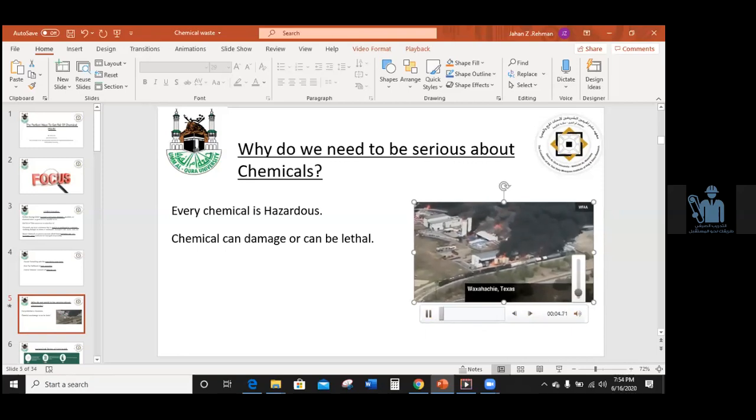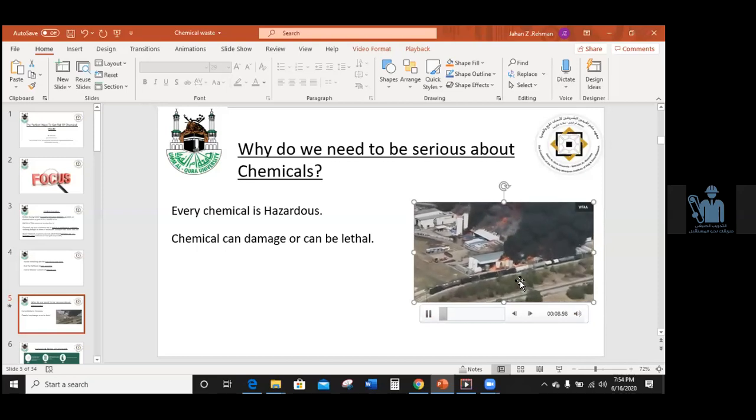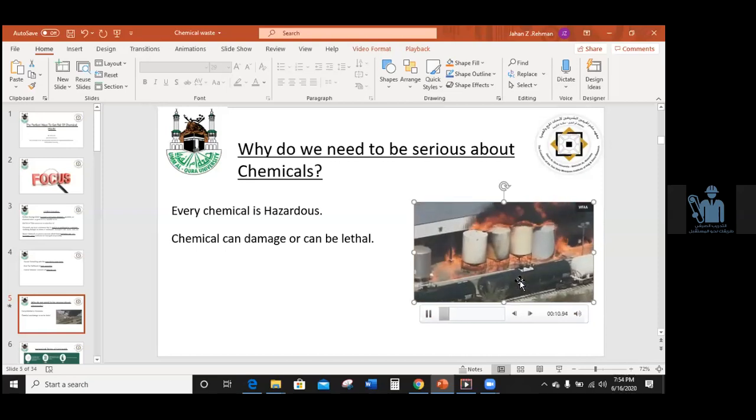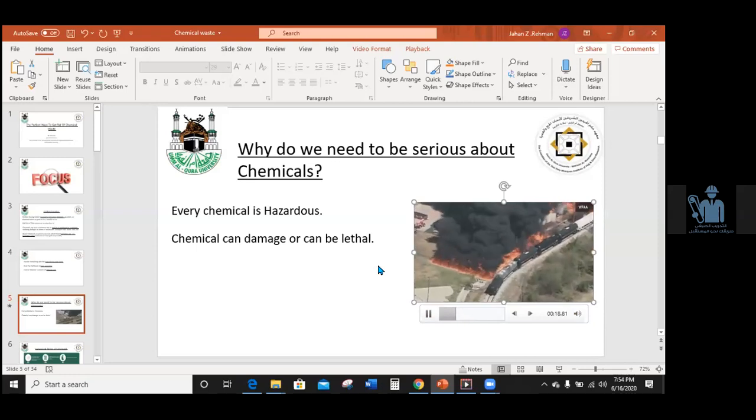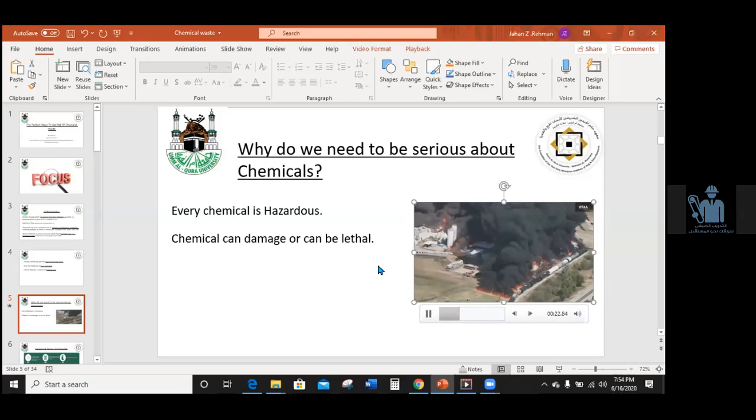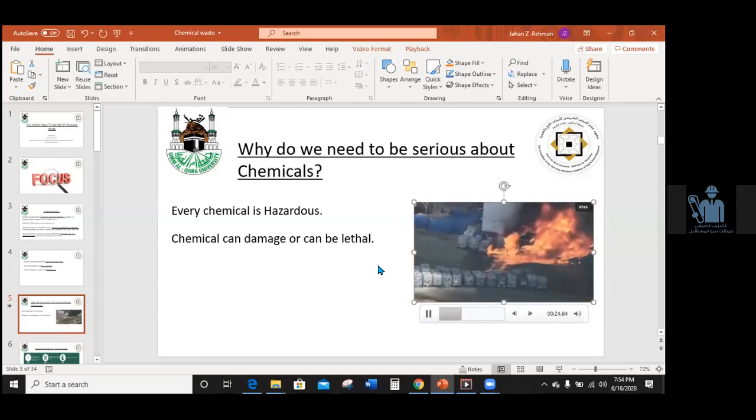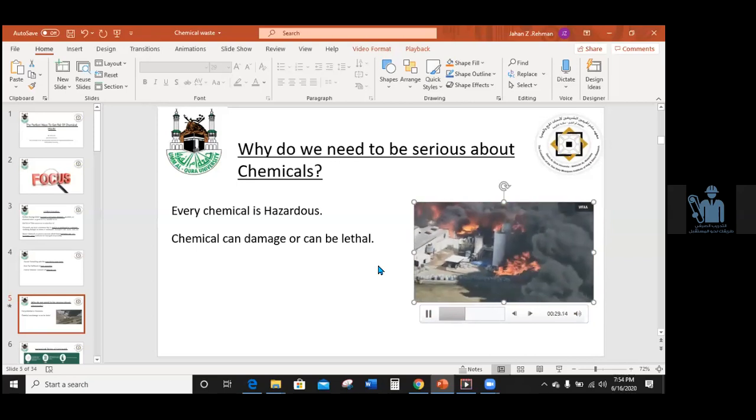This is a video of an accident that happened in Texas in 2011, and this was a chemical factory. Here you can see the gauge of the fire, and almost everything was destroyed in it.